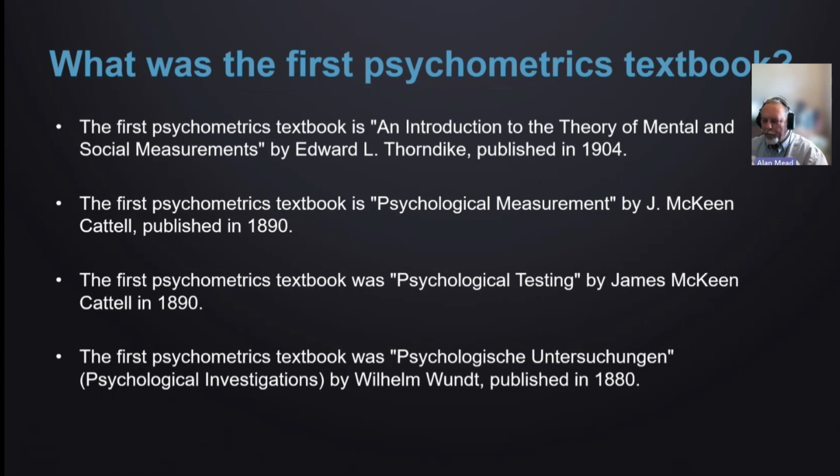And just to be perverse, the first time it nailed it. I do believe that An Introduction to the Theory of Mental and Social Measurements by Ed Thorndike in 1904 is the correct answer. And that's the first answer it gave. But then I deleted that answer and asked it again. And the next two times it tells me that it's James McKeen Cattell, that he published some book called Psychological Testing or Psychological Measurement in 1890. And then the last one is this German work attributed to Wundt in 1880.